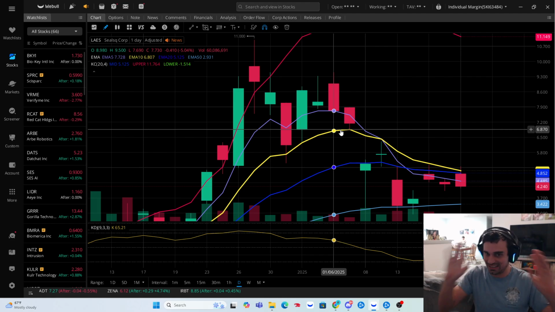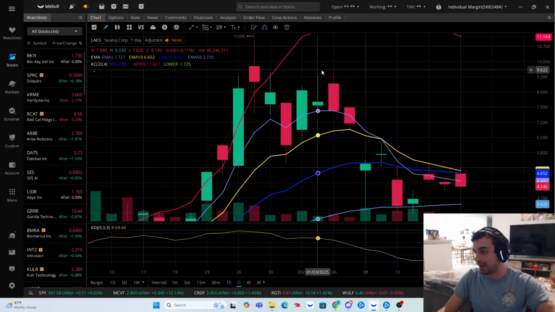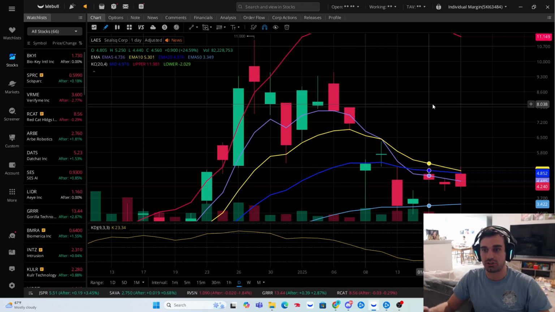So, an easy way to do it, I make it so beginner friendly: plot some EMAs, look for the EMA skipping strategy, look for the higher values, and we make massive returns. So you might ask, well, what profit target should I make? Because I've seen 50%, I've seen a 100% gain on LAES.